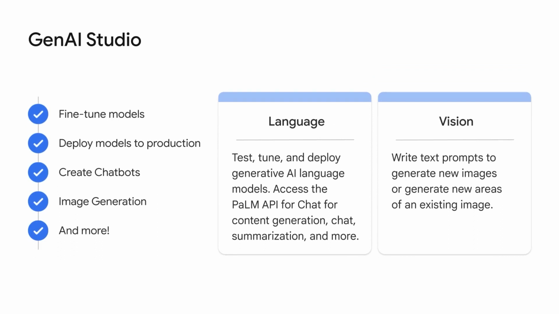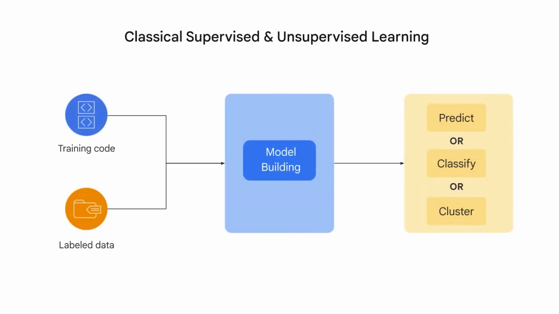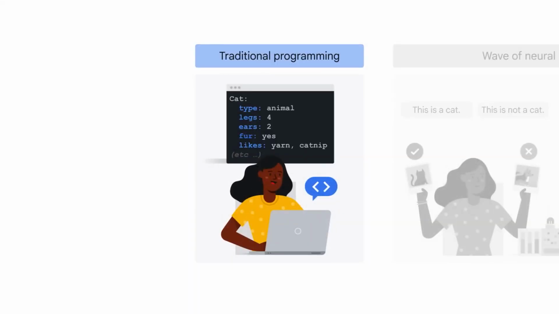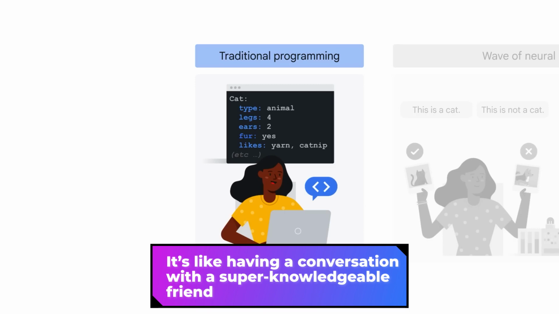Now, let's get a bit mathematical. Don't worry, it's fun. Remember the good old y equals f(x) equation? In the world of generative AI, if y is a number, like predicted sales, it's not Gen AI. But if y is a sentence like "defined sales," congratulations, you've just entered the generative dimension. It's about creating responses based on a massive pool of data the model has been trained on. It's like having a conversation with a super knowledgeable friend.